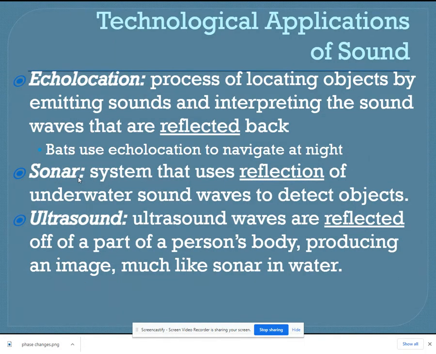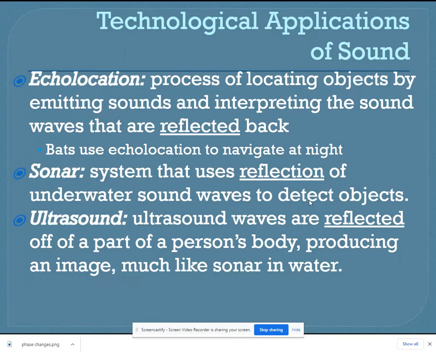So we've already talked about it a little bit, but echolocation is the process of locating objects by emitting sounds and interpreting the sound waves that are reflected back. Bats do this to navigate at night. Whales do this. Dolphins do this. And as I said, occasionally a very small amount of types of birds can do this as well. And there's also a rodent, I believe, that does this somewhat as well. But bats, dolphins, and whales are the big three. Then you've got sonar, which is a system that uses reflection of underwater sound waves to detect objects. Boats use this a lot.